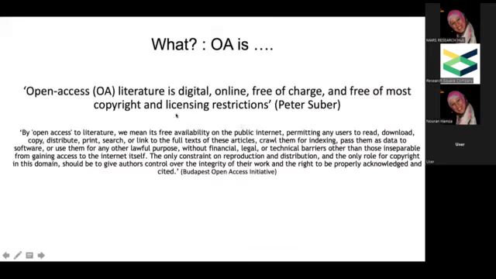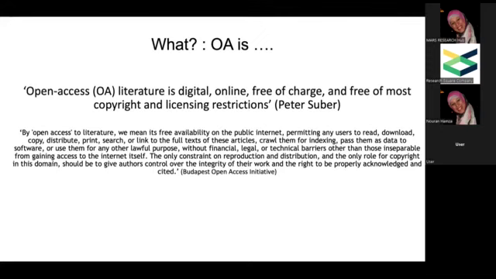We're talking about open research. Now, open access literature is digital, online, free of charge, and free of most copyright and most licensing restrictions. What is not to like? The initial benchmark in this area is the Budapest Open Access Initiative. This is where this was first kind of codified, first put down.